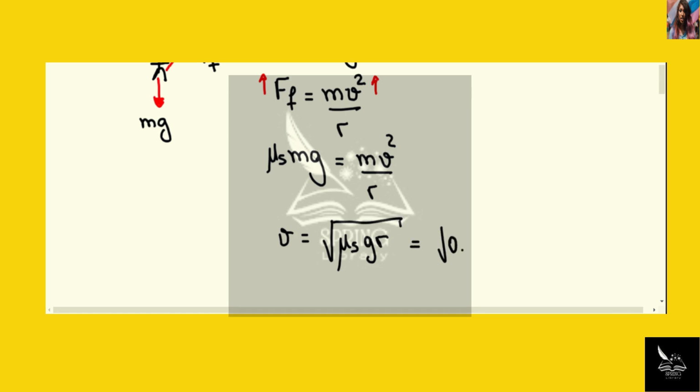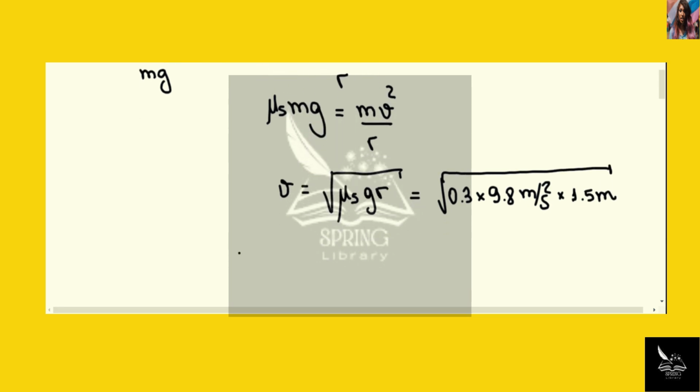μs is equal to 0.3. G is 9.8 meters per second squared, while r is 1.5 meters. So v is equal to 2.1 meters per second. This is the maximum speed of the girl in the merry-go-round before she starts to slip, which concludes our exercise.